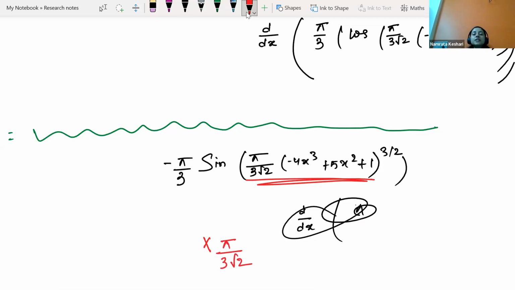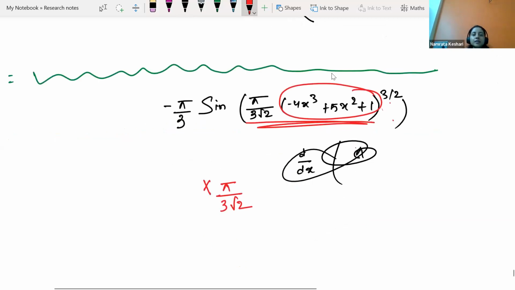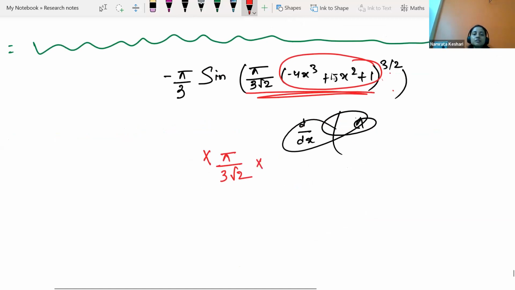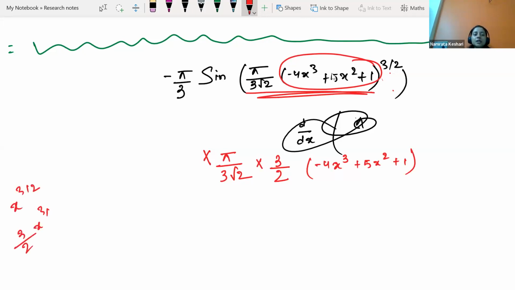Then something to the power 3 by 2 is there. Something to the power 3 by 2 is there. So we still need to use the x to the power n formula over here, right? Yes. Okay, so if x to the power 3 by 2 is here, then it is n x to the power n minus 1. Please do it quickly and tell me what we are going to do.